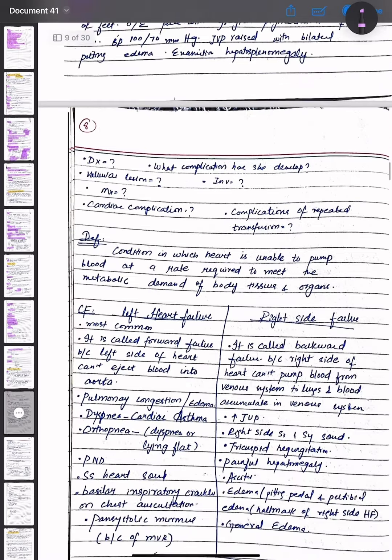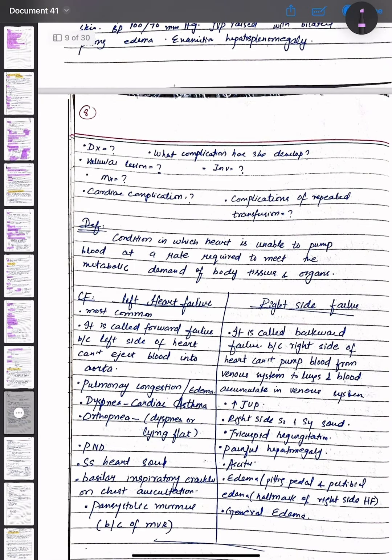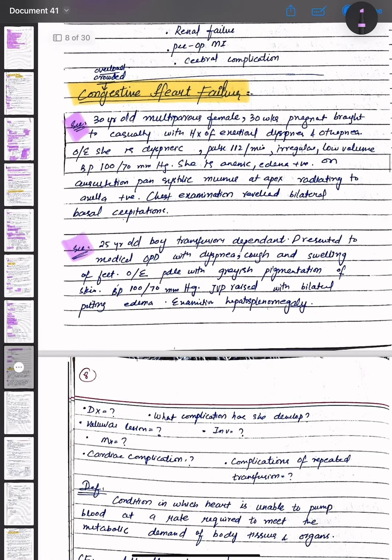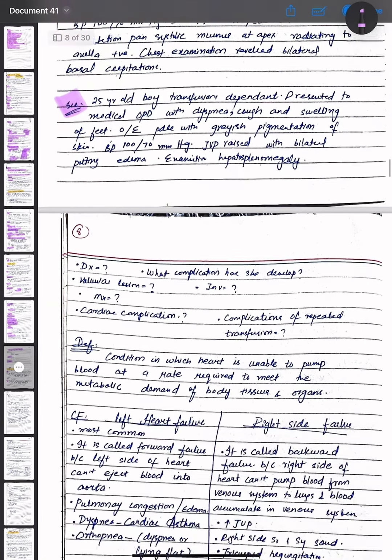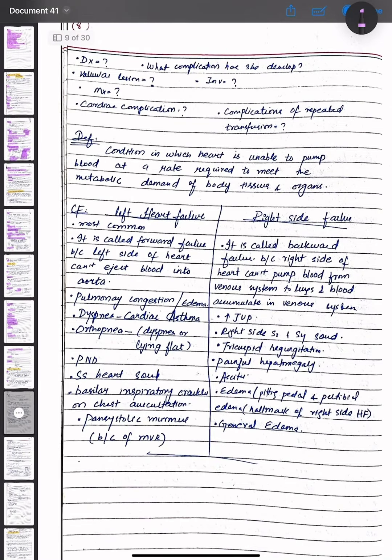So, what is the diagnosis? What complications has she developed? What is the valvular lesion? What is the investigation, management, the cardiac complications, and the complications of repeated transfusion? So, here we have the repeated transfusion history. So, the case is congestive heart failure. The definition of congestive heart failure is that it is a condition in which the heart is unable to pump blood at a rate required to meet the metabolic demands of body tissues and organs.